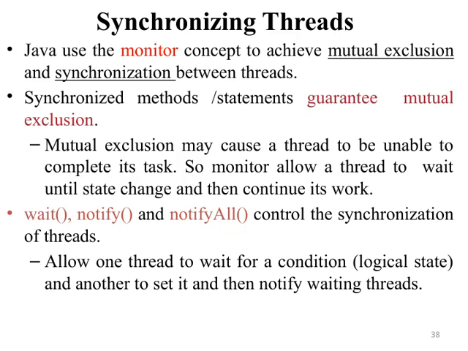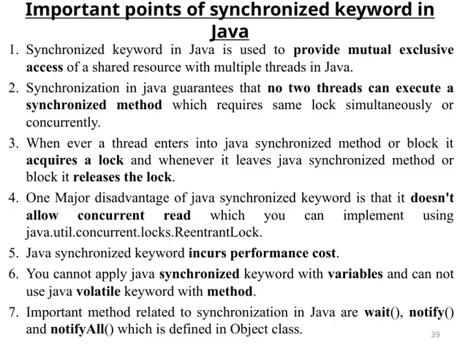race conditions. Now, let's talk about the important points of the synchronized keyword in Java. The synchronized keyword is used to ensure mutually exclusive access to a shared resource when multiple threads are involved. Essentially, it helps prevent race conditions by making sure that only one thread can execute a synchronized method or block at a time when they require the same lock. Whenever a thread enters a synchronized method or block, it acquires a lock, and when it exits, it releases that lock. This locking mechanism is fundamental for maintaining thread safety in concurrent programming.